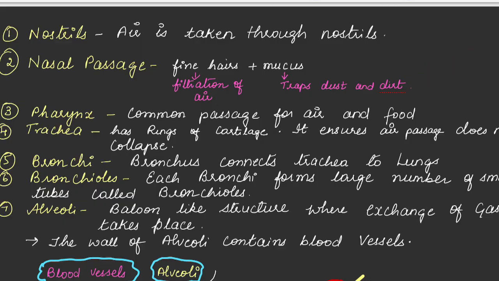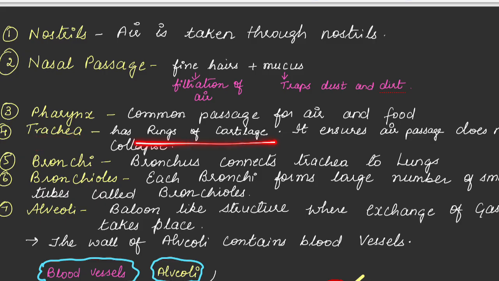And then air enters into pharynx. It is called the common passage for air and food. So this is one of the very important questions which can come in the examination. Which is the common passage for air and food? The answer is pharynx. And next is trachea.